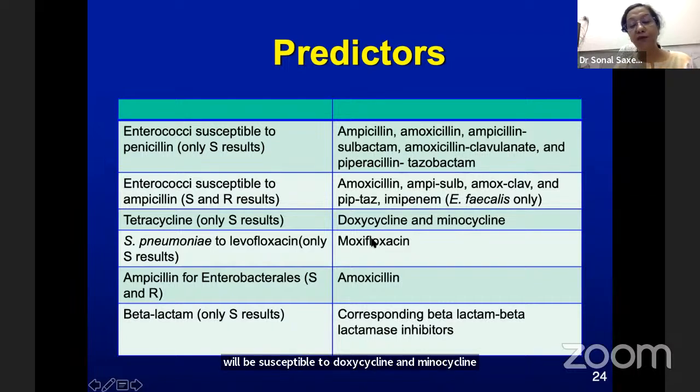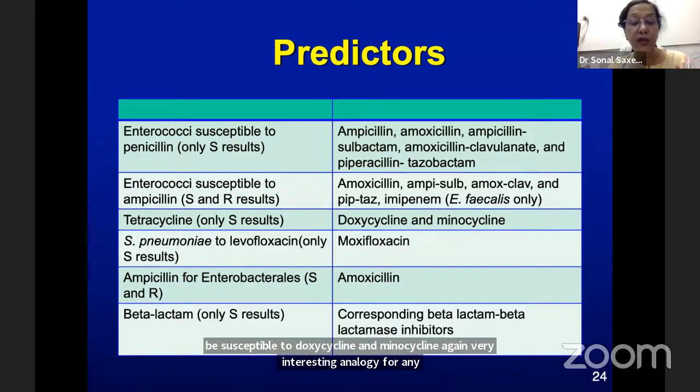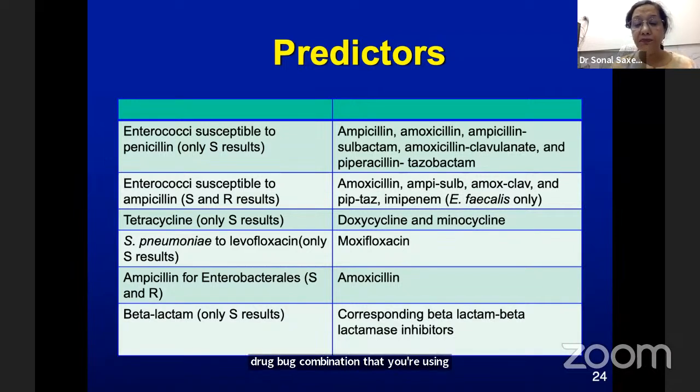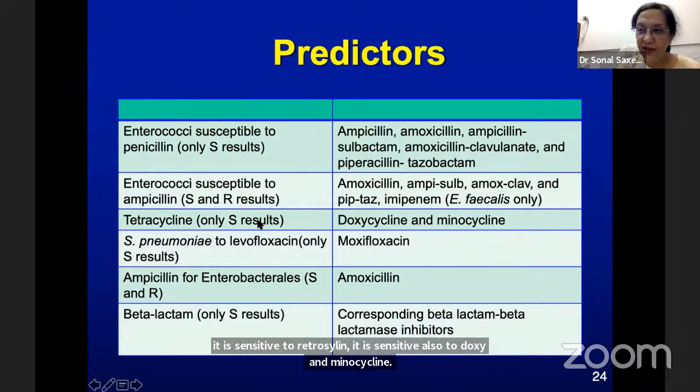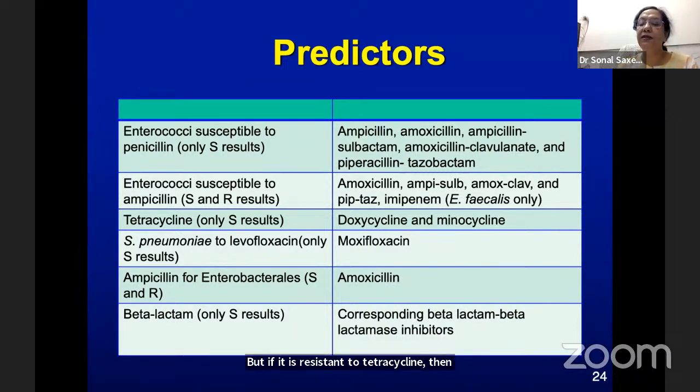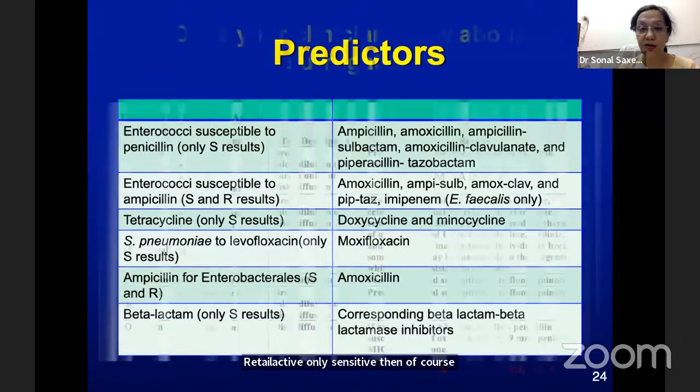Again, very interesting analogy for any drug bug combination that you're using. If you're using tetracycline for that bug, if it is sensitive to tetracycline, it is sensitive also to doxy and minocycline. But if it is resistant to tetracycline, then it is not compulsory that it will be resistant also to doxy and mino. That you have to test separately. Streptococcus pneumoniae to levofloxacin, if it is sensitive, it is also sensitive to moxifloxacin. Ampicillin for Enterobacterales, as I said earlier, if sensitive, it will be sensitive to the inhibitor combinations as well, but not if resistant. Beta-lactam only sensitive, then of course it will be sensitive to one of the inhibitors as well, but not resistant.